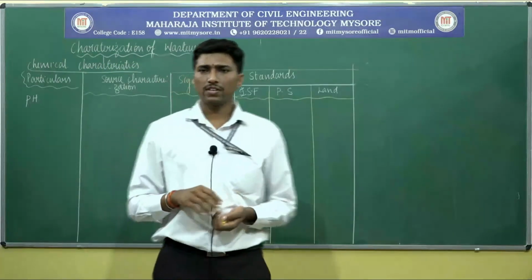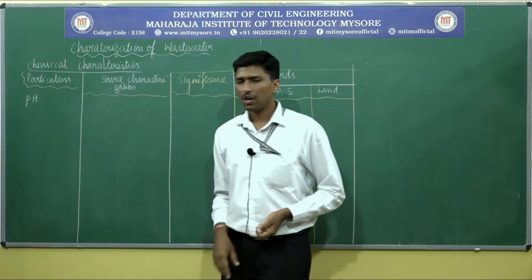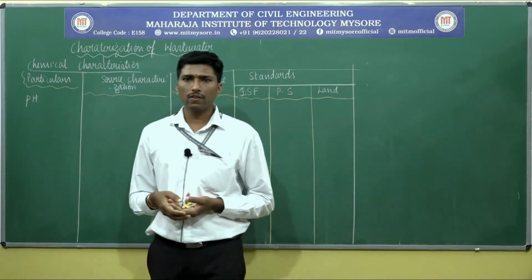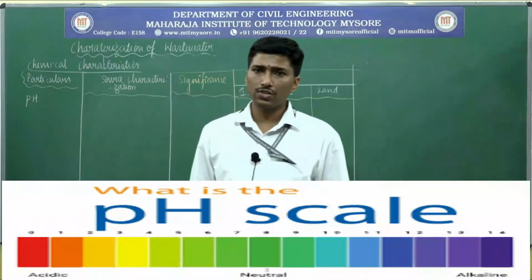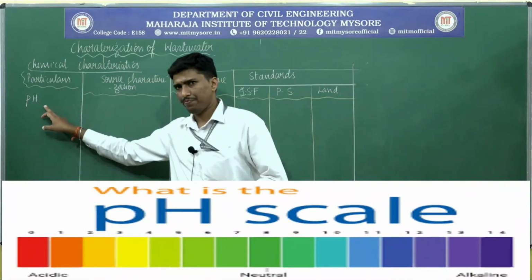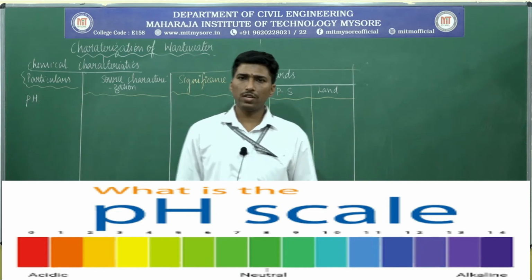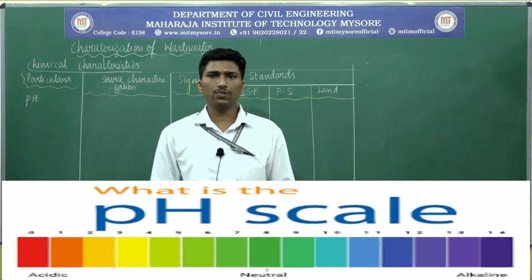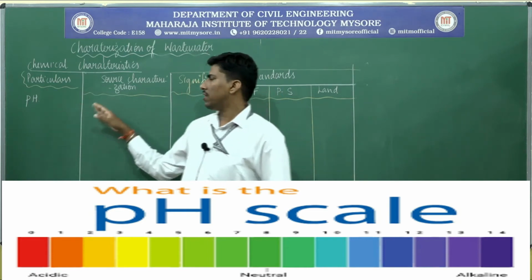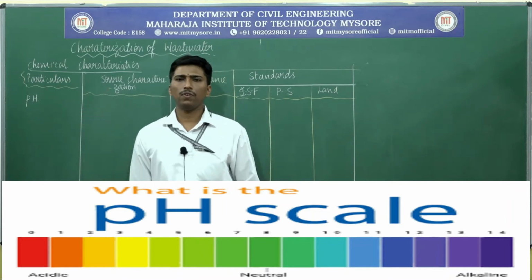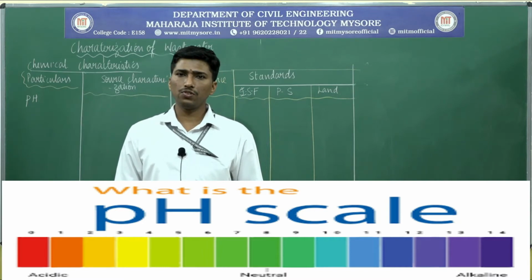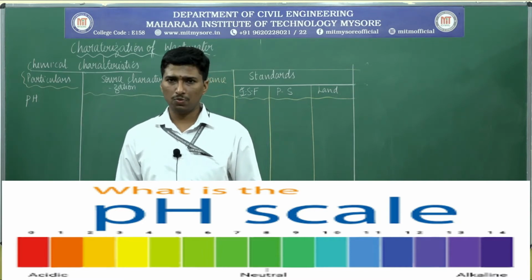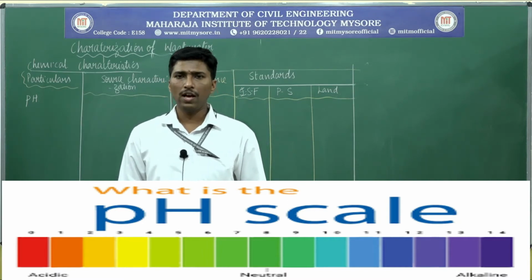Moving on to the next characterization, it is pH. What is meant by pH? It is the negative logarithm of the hydrogen ion concentration. We also call it the Sorensen value. You might have come across it in engineering chemistry, and for the diploma students also, pH is the negative logarithm of the hydrogen ion concentration. It is mainly derived from the dissociation of water into H plus as well as OH minus ions under equilibrium conditions.